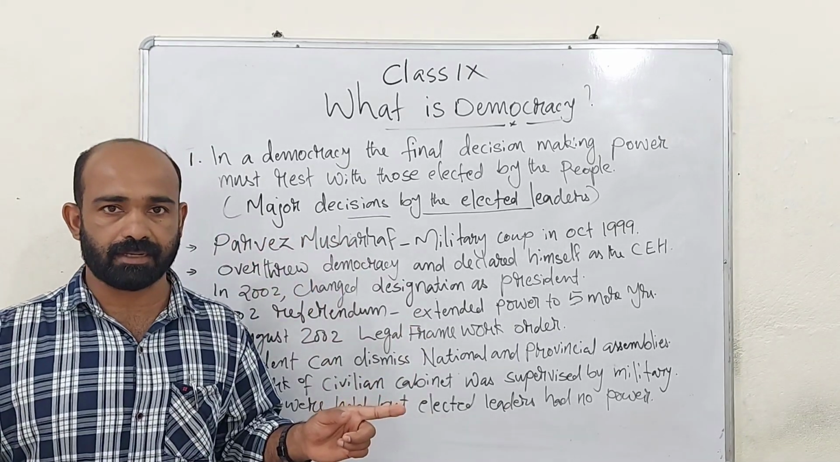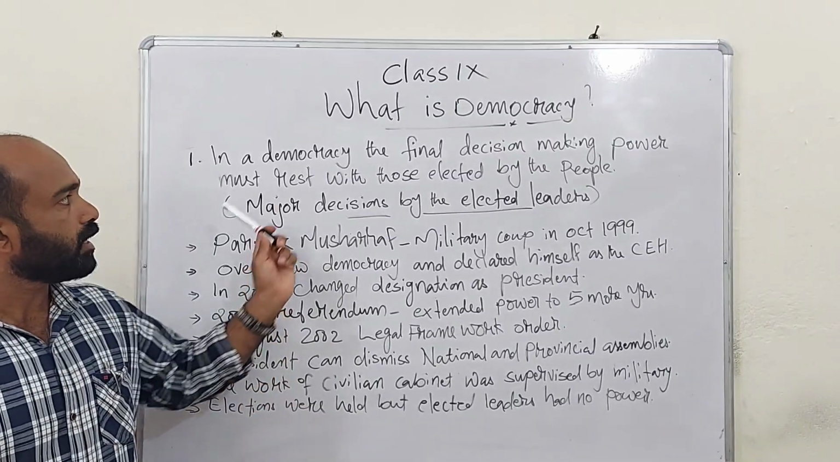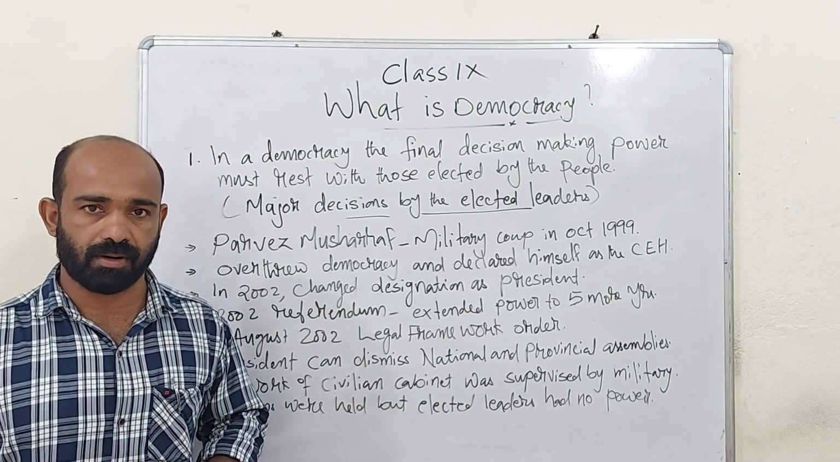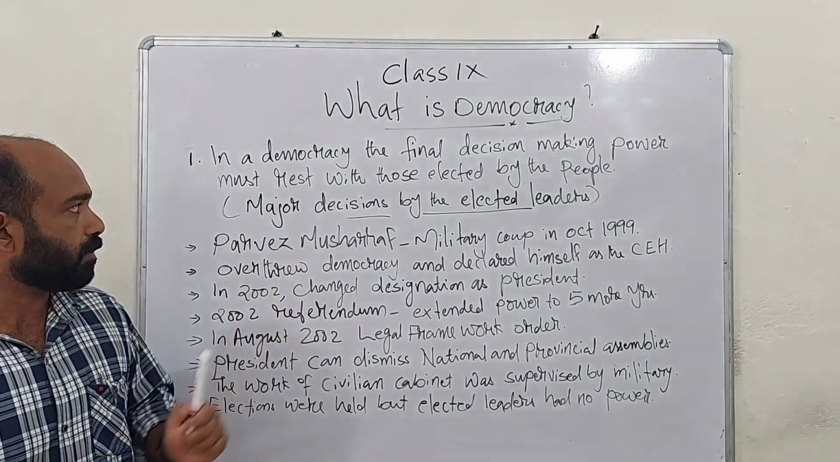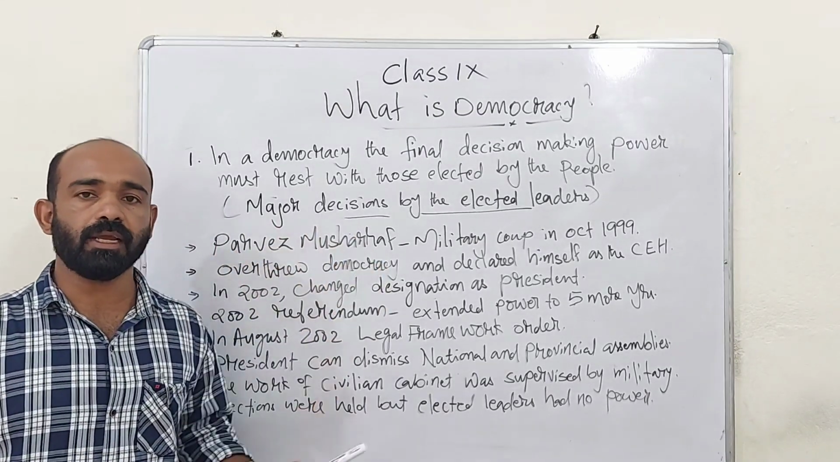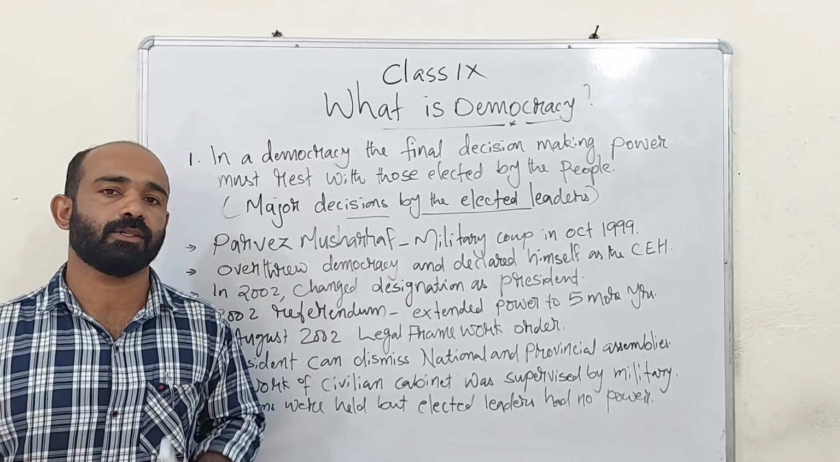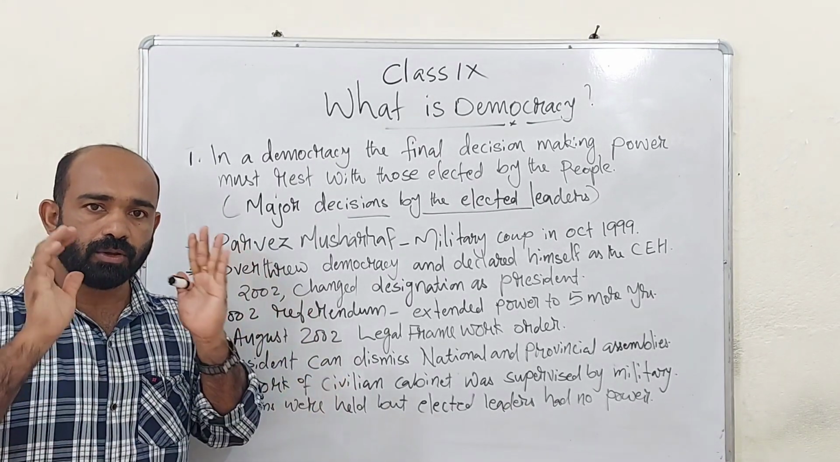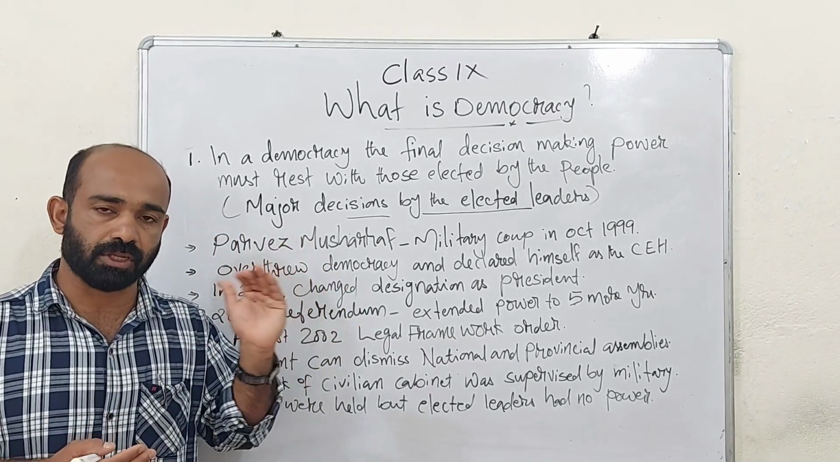First feature is that in a democracy, the final decision making power must rest with those elected by the people. So let us see through one example whether a country can be called a democracy or not.